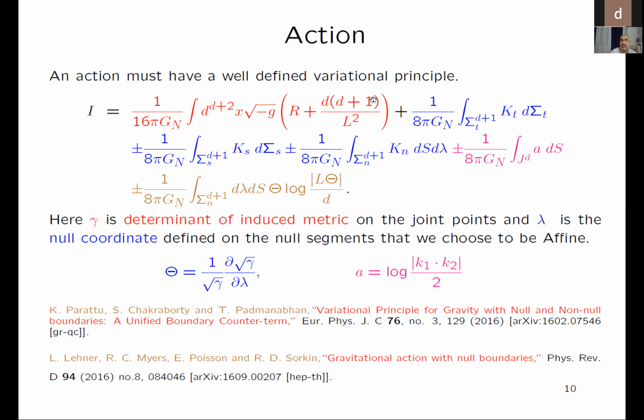The known term is the bulk term, and there are several other boundary terms associated with the time-like, space-like, or null boundaries. There is some action associated with the joint points where two boundaries intersect, and we also have a counter term, which has to do with the fact that there is an ambiguity in defining the norm for the null vector. To remove this ambiguity, there is this counter term one has to add to the action.